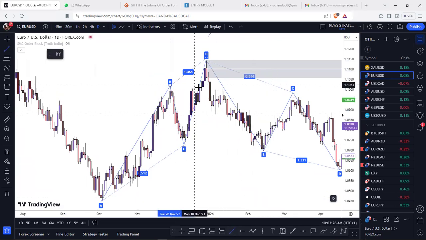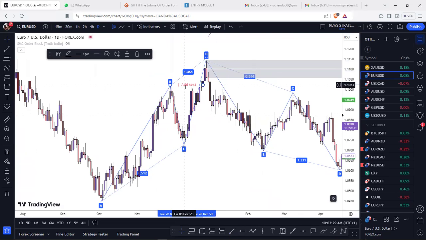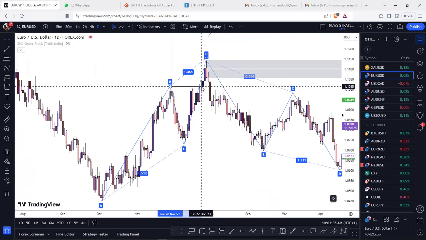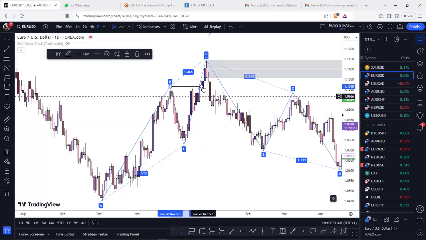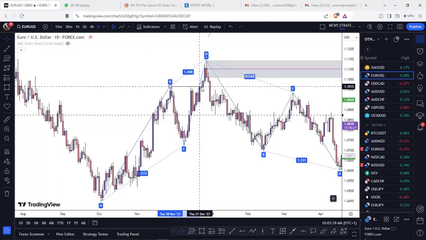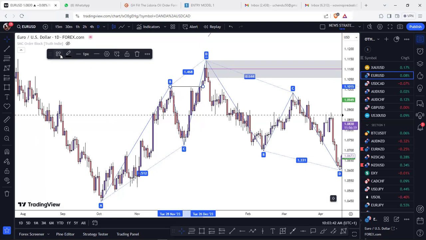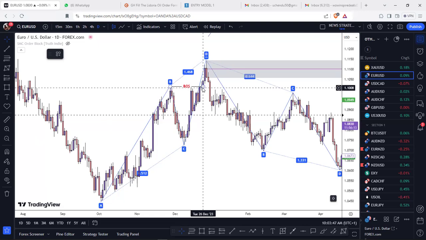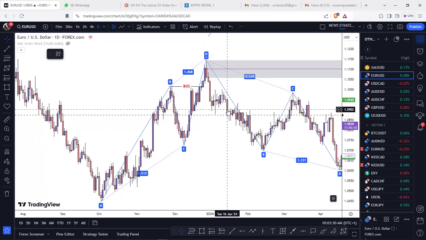Now, we have a breakout structure here. Of course, we all know that a breakout structure requires a candle close above it. If the first candle only wicks it, it's a liquidity trap. You have to wait for the candle to close above it for us to have a complete break of structure. And then after the break of structure, what did price do? We are expecting a pullback. Like I said, we have two types of pullback: a shallow pullback or a deep pullback.